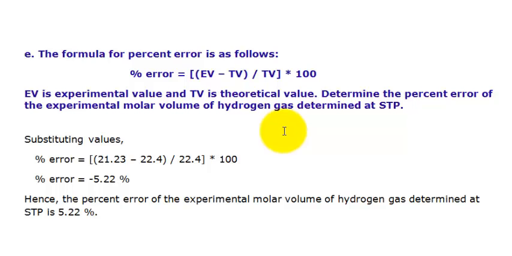Now, the theoretical molar volume of hydrogen gas is known. It is 22.4 liters. So substituting values, percent error equals 21.23 subtract 22.4 divided by 22.4 times 100. Using your calculator, the percent error equals negative 5.22%. Hence, the percent error of the experimental molar volume of hydrogen gas determined at STP is 5.22%.